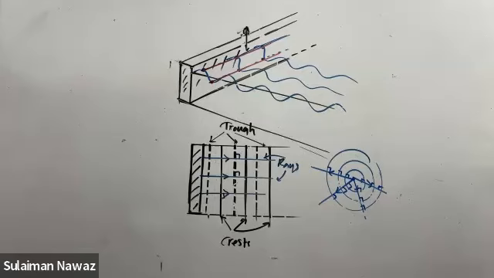Then next point, in the transverse side, the direction of medium particles present in a crest and trough are opposite to each other. In the longitudinal side, write down there is no displacement of medium particles in a compression or rarefaction.